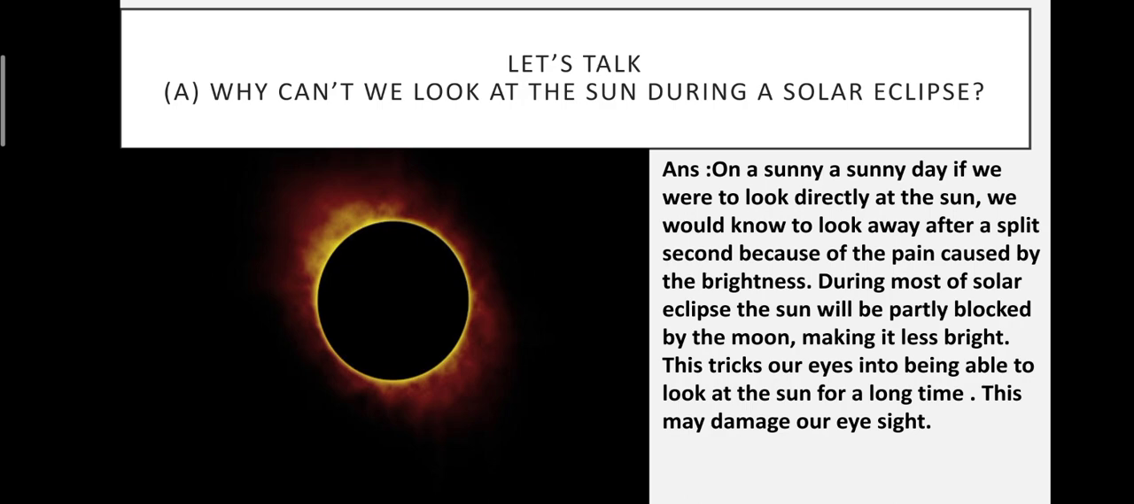Actually, what happens? It is not that we cannot look at the sun during a solar eclipse. We can look. We can, in fact, look at it for a longer time than the normal sun. On a normal sunny day, what happens? The sun is very bright, and if we look at the sun, what happens? We either close our eyes or we move our eyes away from it. But during a solar eclipse, as the sun is partly or fully covered, what happens? We are able to look at the sun for a longer duration. And that may damage our eyesight.